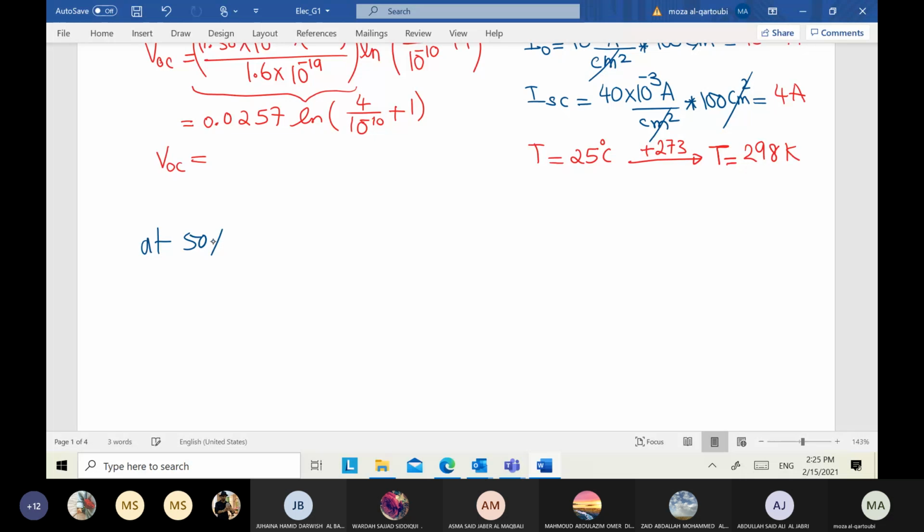So please try to find this answer for 50%, okay, I will send you the solution later. Please note, at 50% of sunlight, the I short circuit is proportional to solar intensity. Therefore, I short circuit will be half of 4 in the previous case, so it will be 2 ampere. Then we'll substitute in the rule. So the first term will be the same, 0.025.